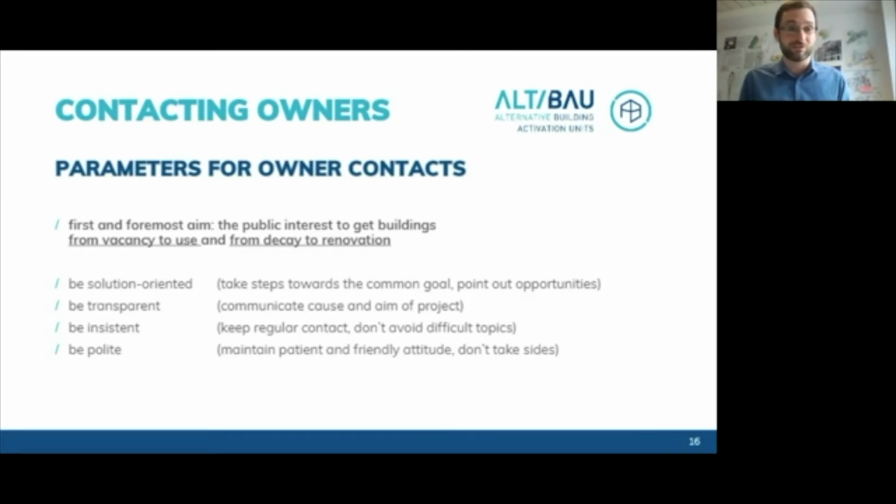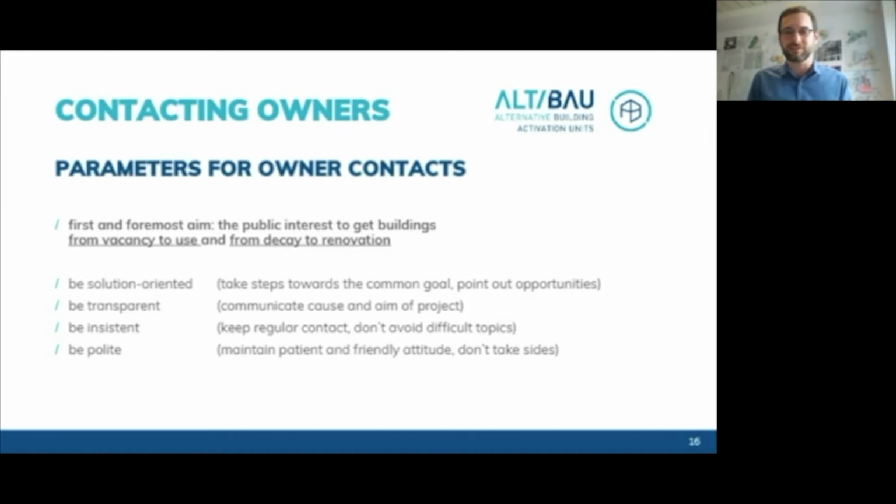So whatever you do, try to be solution-oriented. When you talk with the owners, but also with the other stakeholders, take the different steps towards the common goal. Point out opportunities that are there. It's important that you're transparent. Always make clear who you are. In our case, we always make very clear that it's an initiative by the city of Chemnitz, a project which is carried out by a private partner, and that we're helping the owner to take it further. We're public, but in a way on the side of the owners.